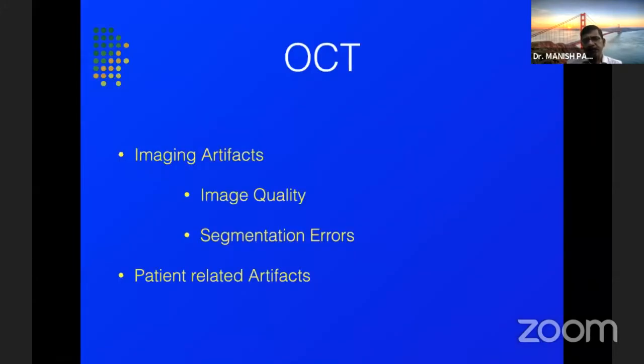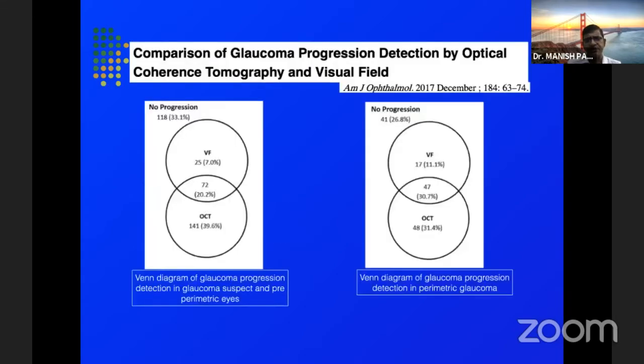OCT is also plagued by these sorts of artifacts, which may be related to imaging, the image quality and segmentation errors. Also, patient-related artifacts: the patient might have moved during the OCT and the image may not be correct, or there may be a certain amount of tilt of the optic disc, or there may be certain myopia which may affect it.